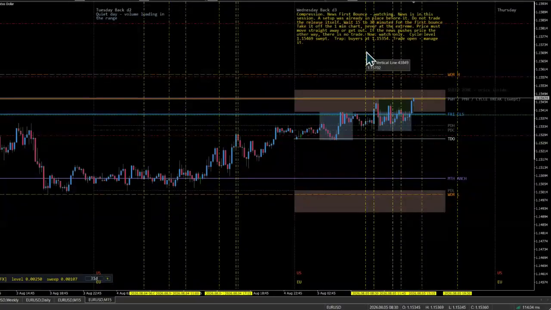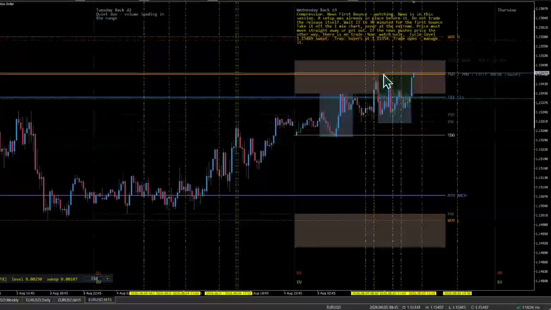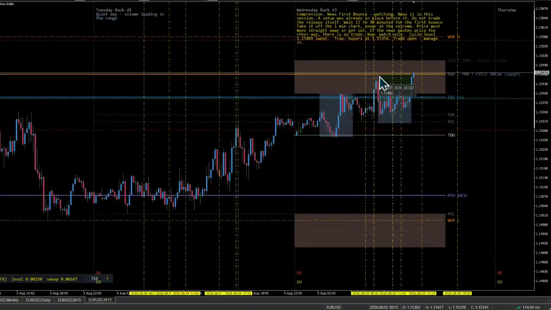Even when the buyers are trapped, look, it says trap buyers at 15.35, trade open, manage it. So why did it give me that? Because as you can see, that's the previous week's high. So anybody who bought here got trapped. That's cycle. Now it's giving me a cycle swept because of that. Once it's broken out, that's it, it's going to turn into cycle break.